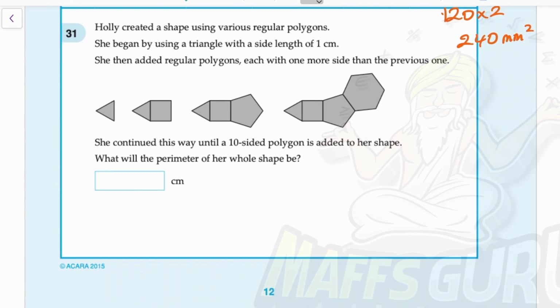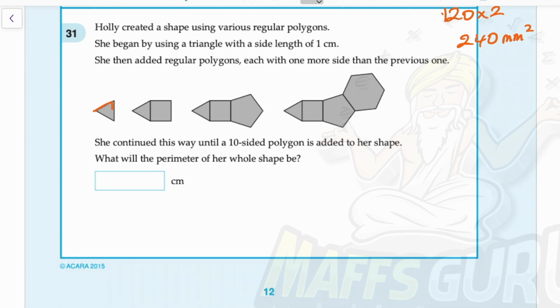She began by using a triangle with a side length of 1. She then added regular polygons, each with one more side than the previous one. She continued this way until a 10-sided polygon is added to the shape, or with the perimeter of the whole shape. So they're looking for you to create a pattern. In this situation, what is the perimeter?